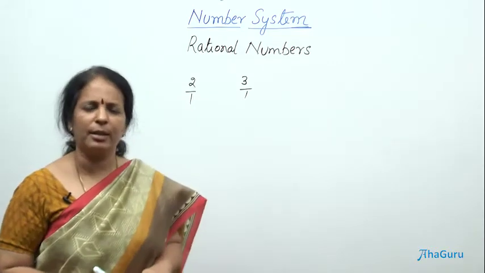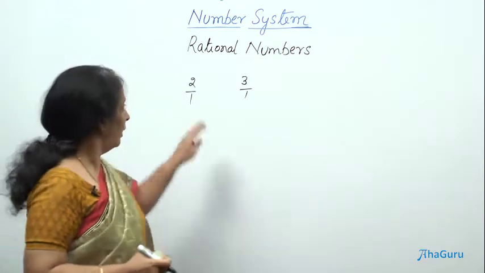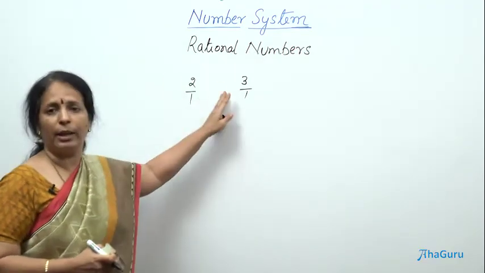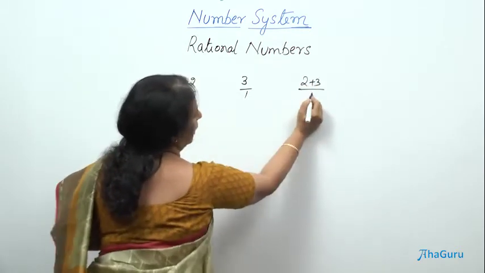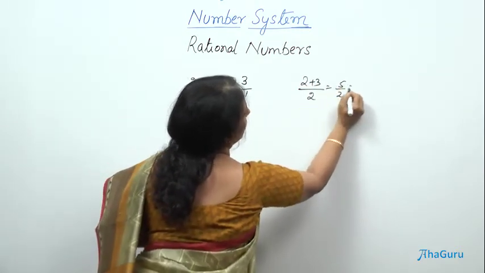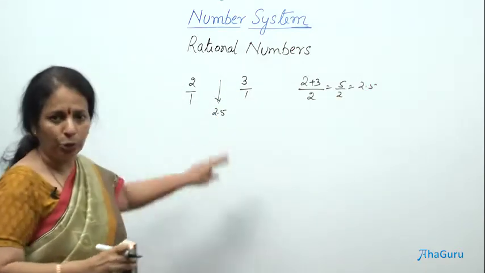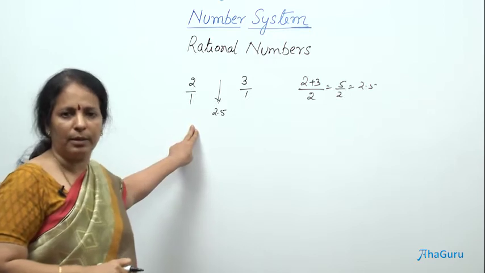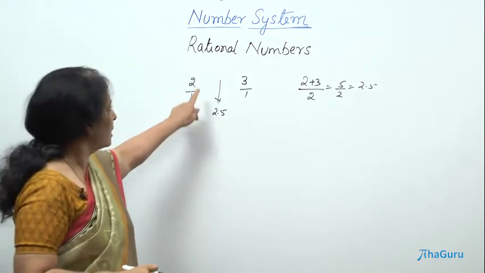Finding one number is extremely easy. It lies between the two. You know very well that if I find the average of these two numbers, it has to lie between the two. So if I find the average, 2 plus 3 divided by 2, which is 5 by 2, which is 2.5. So there is a number 2.5 here. 2.5 is a rational number, isn't it? It is a decimal number, so it is a rational number, a terminating one. It lies between 2 and 3.